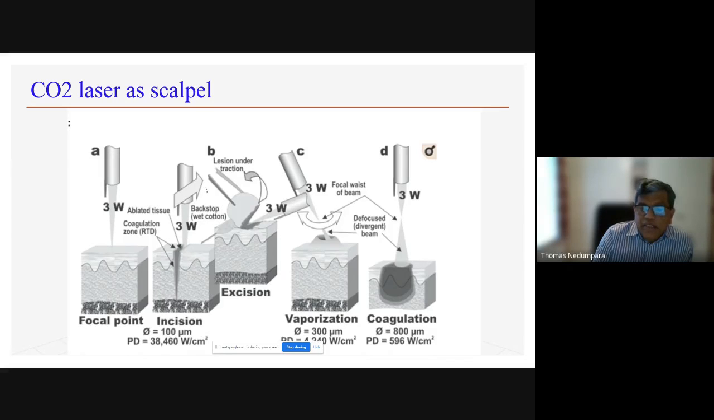And suppose you have to remove a superficial lesion without cutting, you can use a slightly less focused beam with a 300 micrometer size, and you can vaporize the tissue. Suppose there is bleeding, what do you do? You increase the beam size to 800 micrometer, and therefore the temperature drops. So instead of vaporization, it causes coagulation and stops the bleeding.